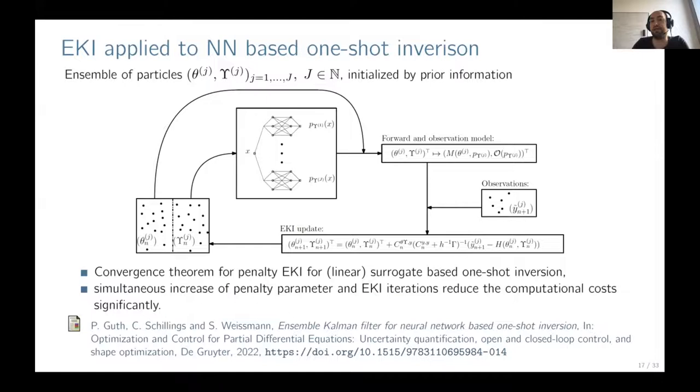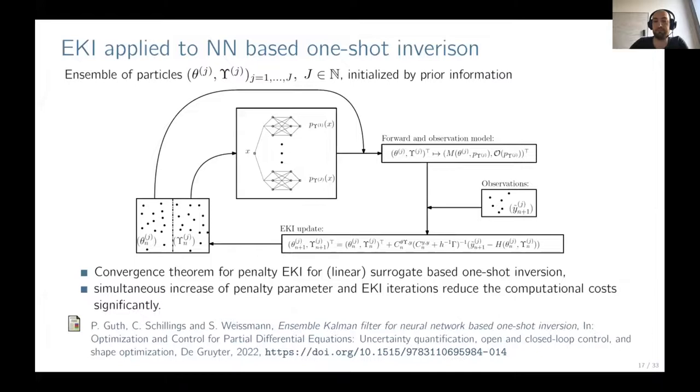In particular for a linear surrogate model, so going back where we don't use a neural network because they are of course nonlinear, but for example if you have a linear basis representation, then in particular for this linear surrogate plus some linear forward model, you can prove that EKI converges. So it solves this one-shot inversion problem. And as I said, we cannot expect that we solve the underlying system, so this model M, exactly, but if we simultaneously increase the penalty parameter lambda through our EKI iteration, we can reduce the computational cost by increasing the penalty parameter on the fly while applying EKI.